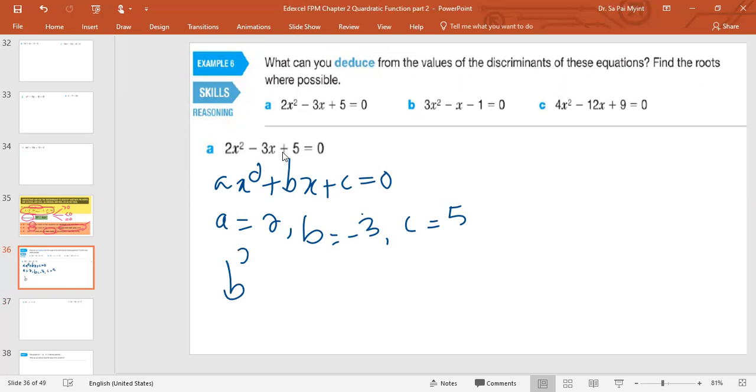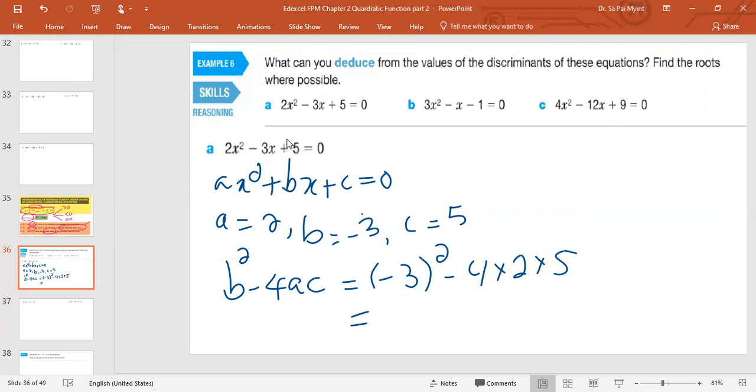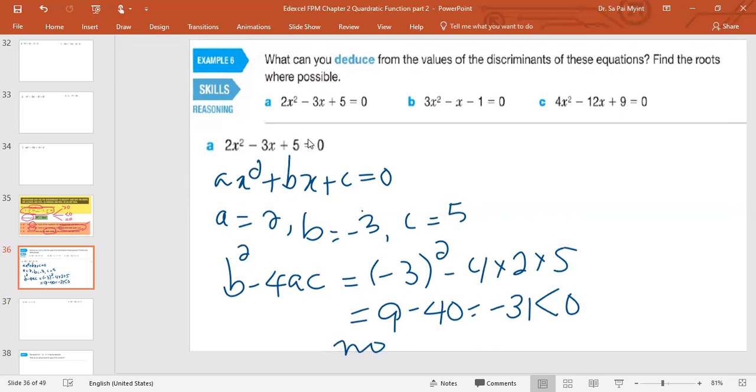So b² minus 4ac equals, what is b? Minus 3, the whole squared, minus 4 times a, which is 2, and c is 5. Minus 3 squared is 9. Minus 4 times 2 times 5 is 40. So what do you get? Minus 31. This is less than 0. That's why there are no real roots. Okay, this is part A.